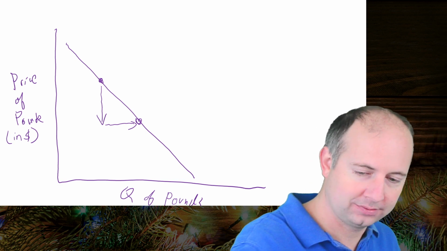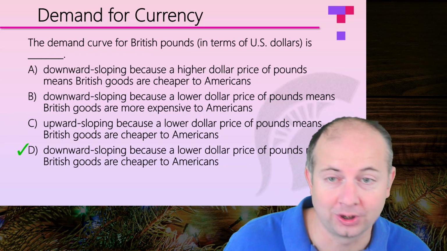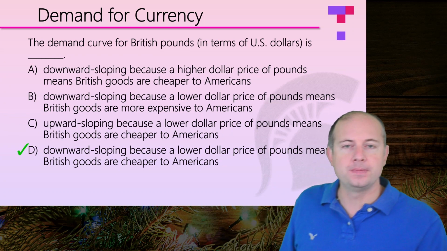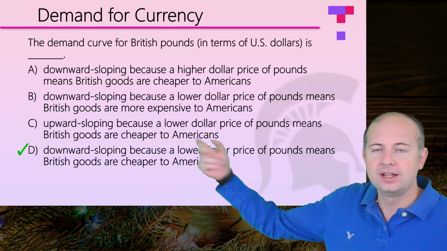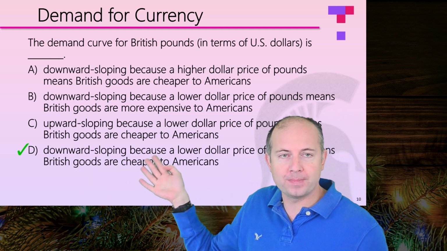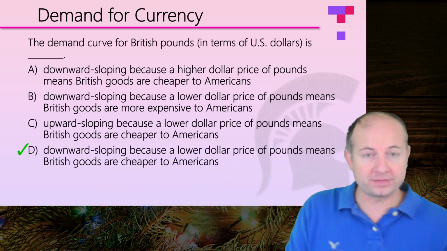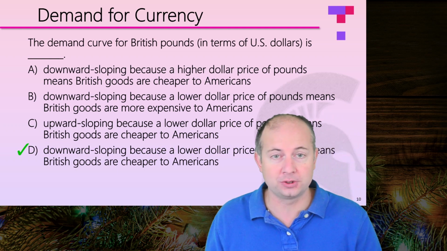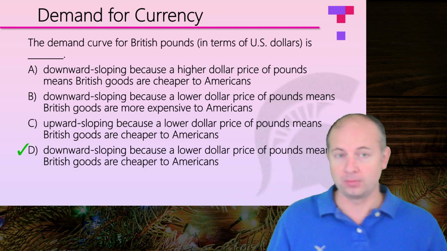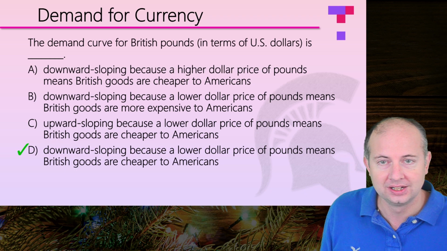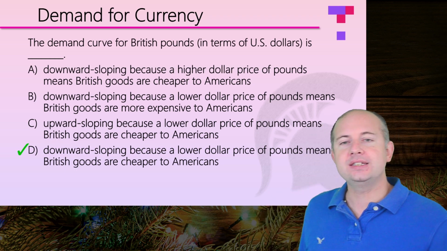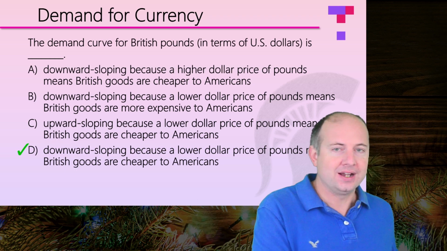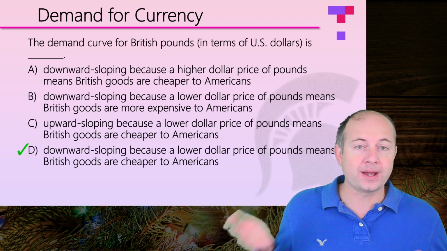So go back to remind ourselves of what the actual question and answer were. So it's downward sloping because a lower price of pounds means British goods are cheaper to Americans, right? Because the same number of dollars can get me more British pounds, which means it can get me more stuff. So get me more cheddar cheese or Rolls Royces. Okay, which means that I am going to buy more British made goods. So I will increase my quantity demanded.